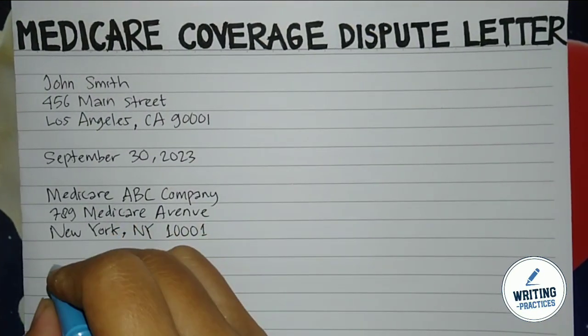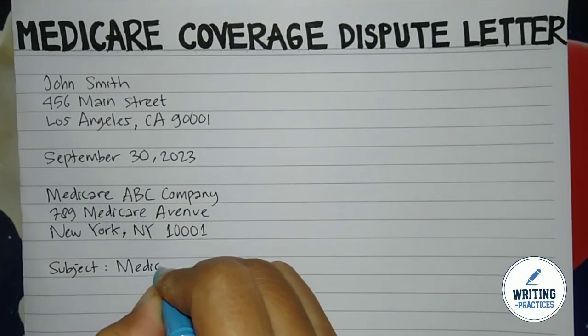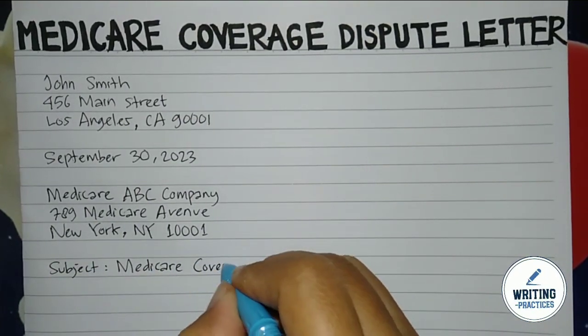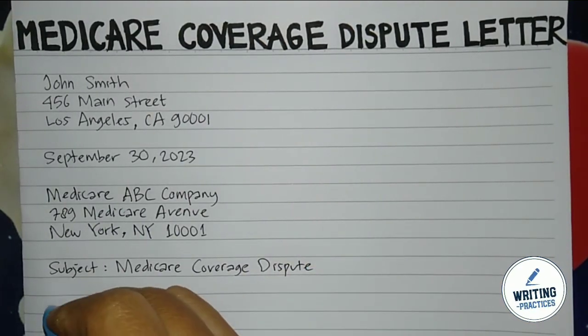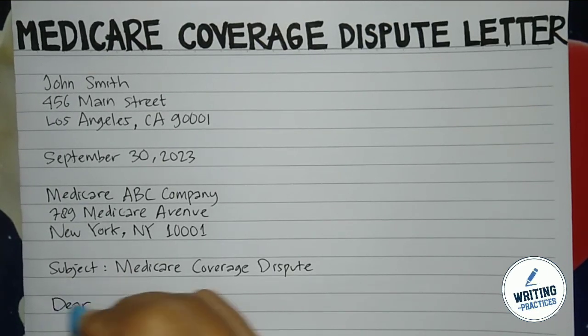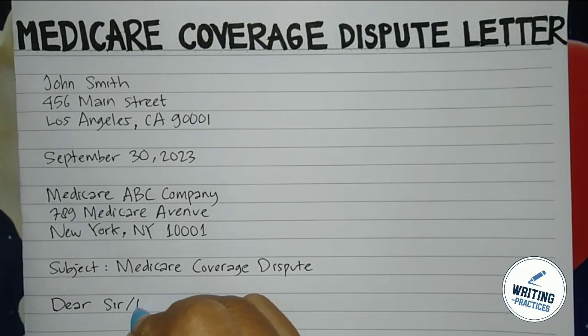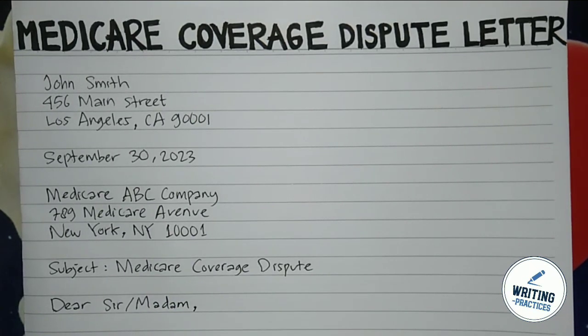And write the subject of the letter. You can simply write Medicare Coverage Dispute. Of course, you can also add your Medicare ID number as well. Once you're done, you can write a salutation. Since you don't know the name, just simply write Dear Sir or Madam. Or you can also write to whom it may concern.